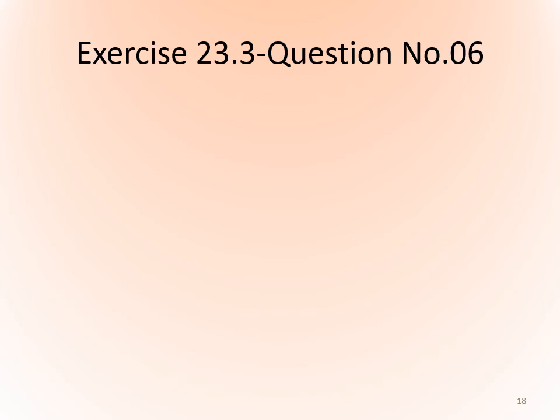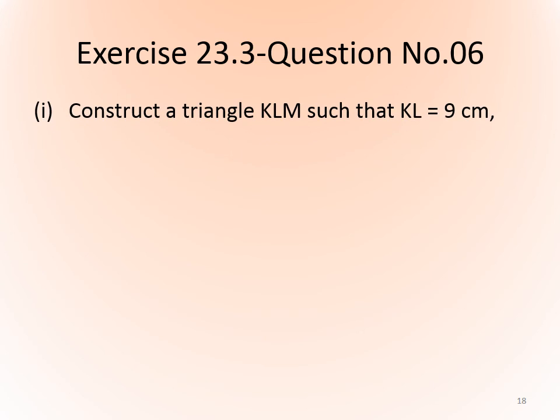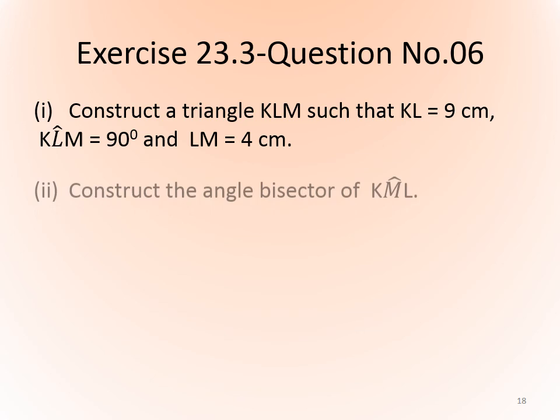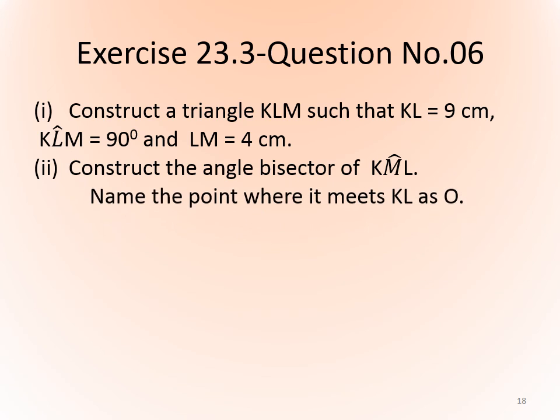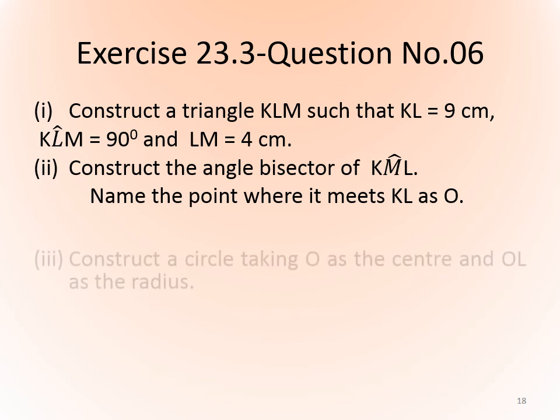Exercise 23.3, question number 6. Construct a triangle KLM such that KL equals 9 centimeters, angle KLM equals 90 degrees and LM equals 4 centimeters. Second one, construct the angle bisector of angle KML. Name the point where it meets KL as O.